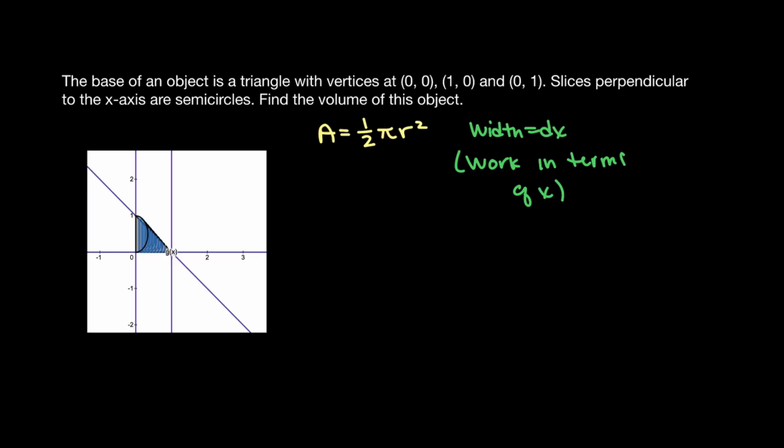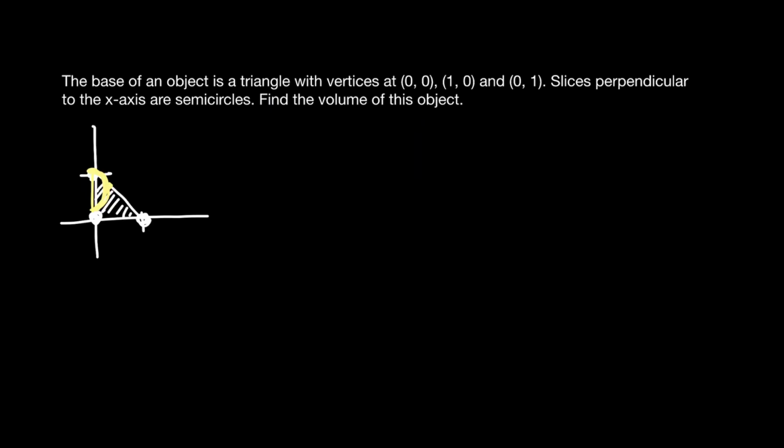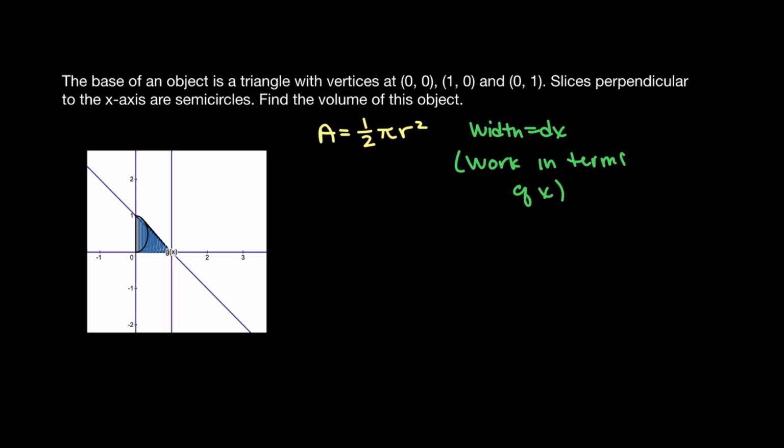All right, I graphed this object using a computer. I tried to graph it by hand right there so you can see my triangle, and each slice is going to be a semicircle. I did graph it on a computer as well, just to give you a little bit better picture of what's happening here. So this is what our three-dimensional object looks like. And so the idea is my slices are perpendicular to the x-axis. So the width of each slice is a delta x, or a dx.